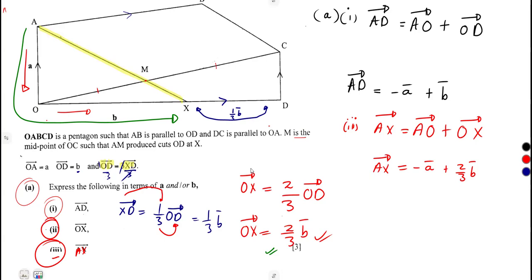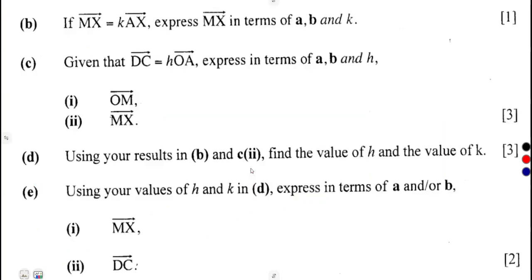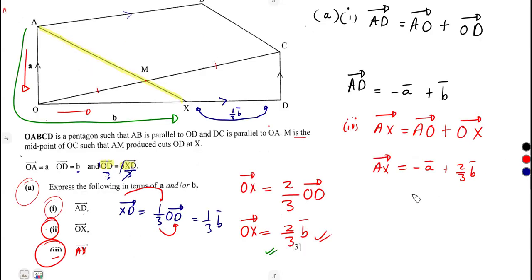From the given information, it's just as straightforward as that. All right, so let us consider another part. We are told if MX is k AX, express MX in terms of A, B, and the constant k. You must include the constant k. So take that MX as you are given it. All right, so that's our part B.